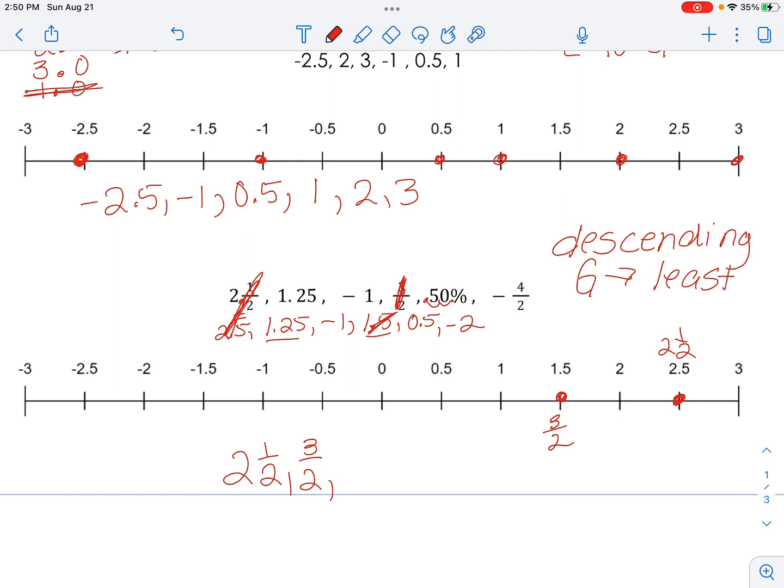And then we're going to keep going to the left, and we see 1 and 25/100ths. So 1 and 25/100ths goes next. Right there. And then next would be our 50%, followed by negative 1. So I'm going to the left. And then negative 2, or negative 4 divided by 2.